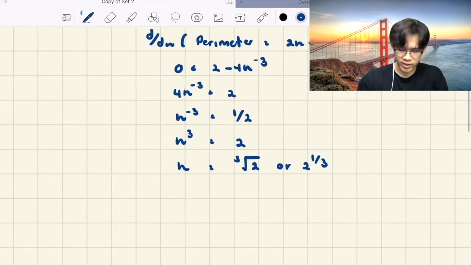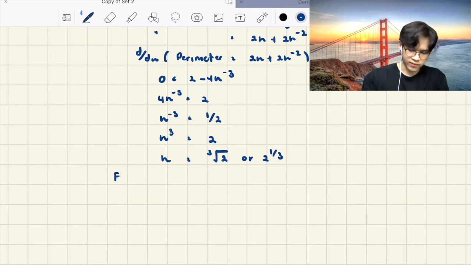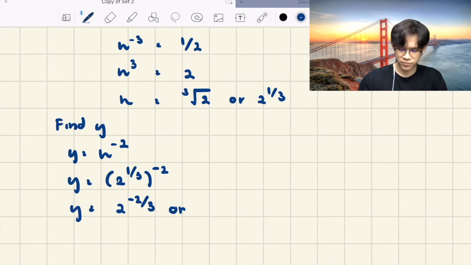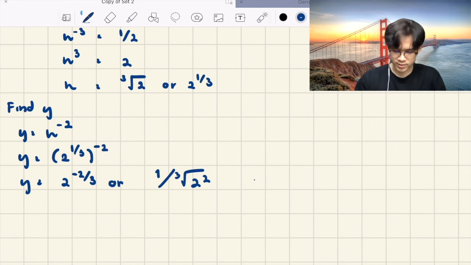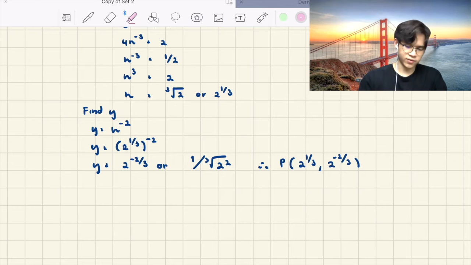And now as we already have x, we need to plug x into the curve equation to find y. So y is 2 to the power of -2/3, or we can write it as 1 over the cube root of 2 squared. And that's it. So for a clearer answer, the point P is (2 to the power of -1/3, 1 over the cube root of 2 squared). And that's it for the first one.